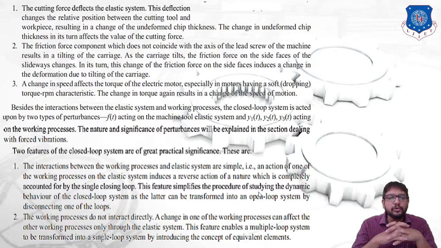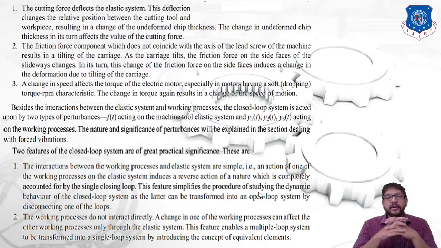So two features of a closed system are of great practical significance. First, the interaction between the working processes and elastic system is simple. That is, an action of one of the working processes on the elastic system induces a reverse action, which is completely accounted for by a single closed loop. This feature simplifies the procedure of studying the dynamic behavior of the closed loop system, as the latter can be transformed into an open loop system by disconnecting one of the loops.